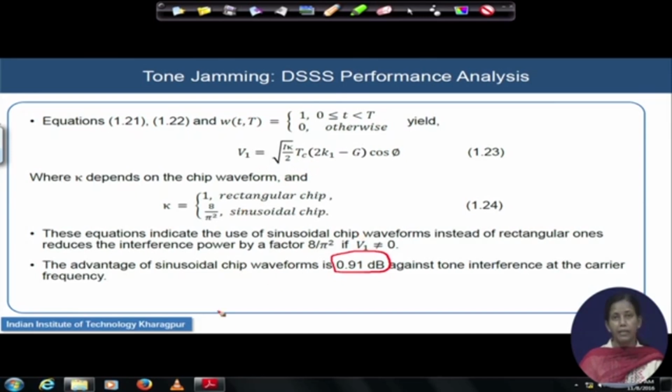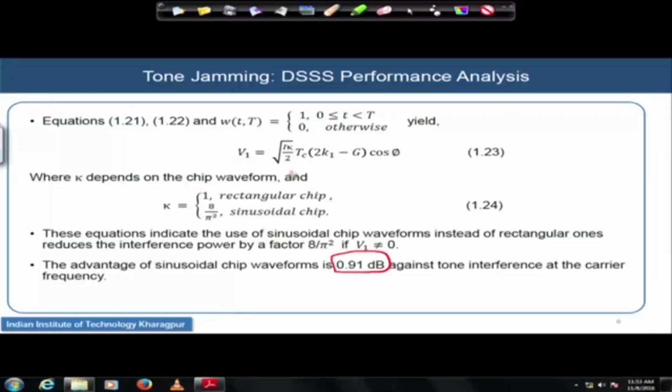So, you will get an additive advantage of around 1 dB over the rectangular chip design. By designing the chip, choosing the chip waveform, you can have a gain over the jammers. You have a gain over the jamming signal, or the interference due to jamming, compared to the rectangular chip.